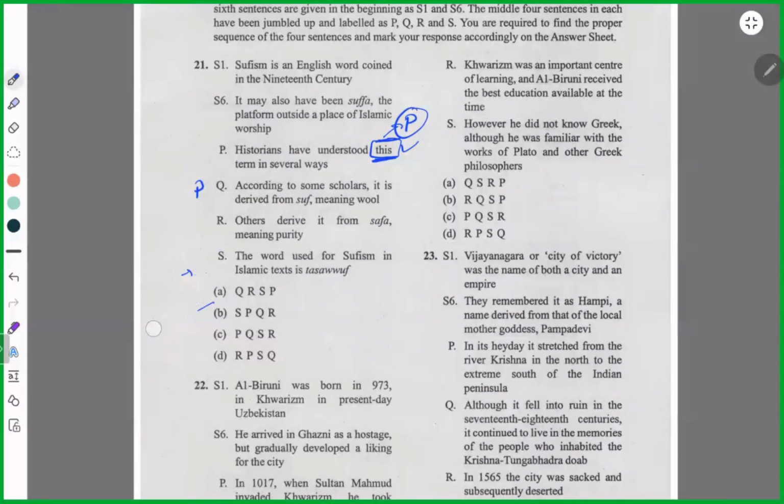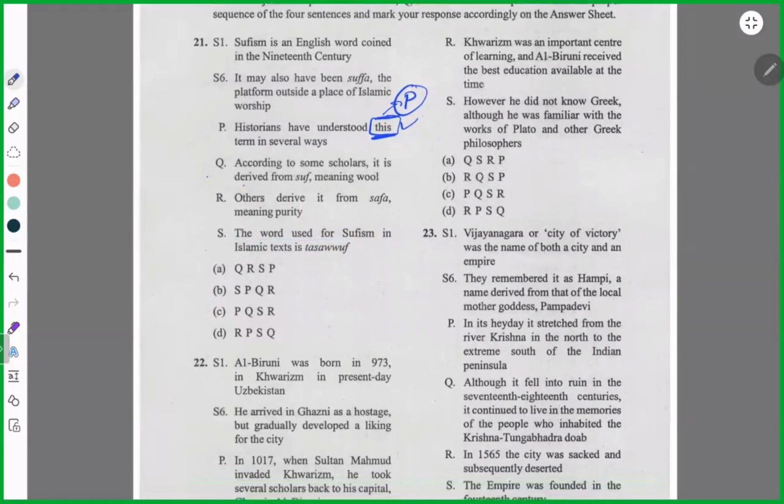Next: according to some scholars, it is derived from Suf, meaning wool. Okay, general sentence, fine. Others derive it from Safa, meaning purity. The word used for Sufism in Islamic text is tasawwuf. So tasawwuf is the word used for Sufism in Islamic text. Okay, now let's start making certain pairs.